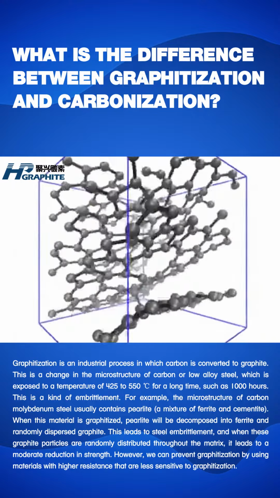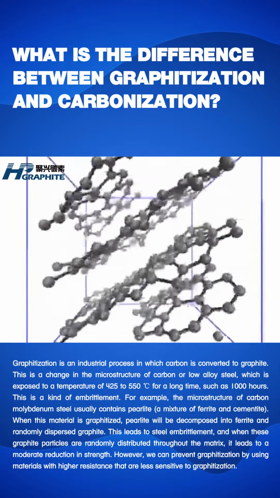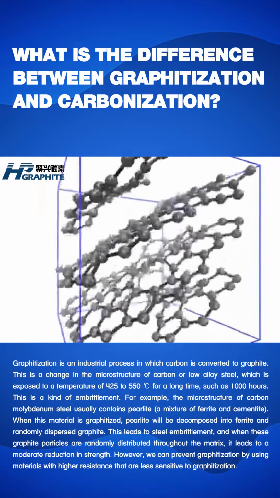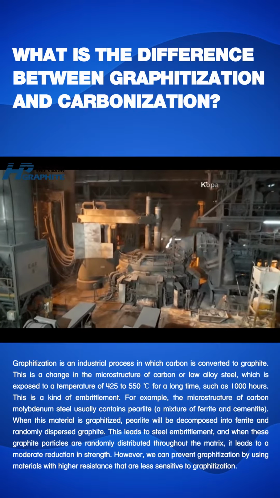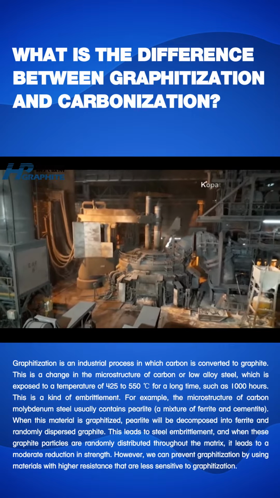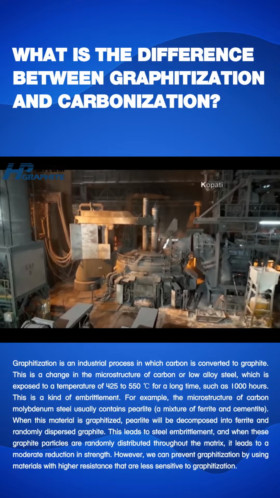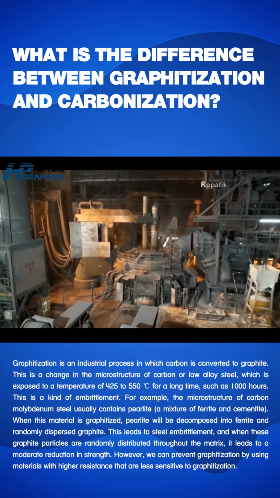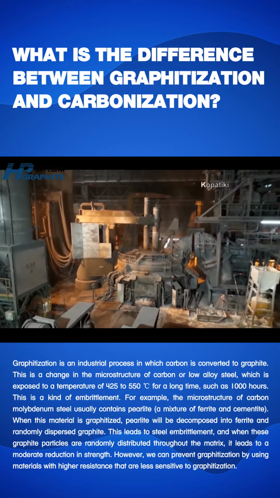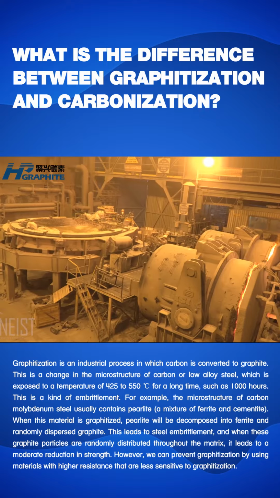For example, the microstructure of carbon molybdenum steel usually contains pearlite, a mixture of ferrite and cementite. When this material is graphitized, pearlite will be decomposed into ferrite and randomly dispersed graphite. This leads to steel embrittlement, and when these graphite particles are randomly distributed throughout the matrix, it leads to a moderate reduction in strength.